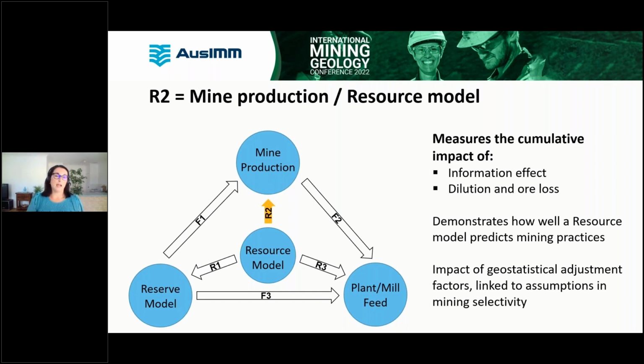But this R2 is demonstrating how well that resource model can predict your mining practices. It's also going to give you a little bit of insight into the impact of those geostatistical adjustment factors linked to assumptions in the mining selectivity.